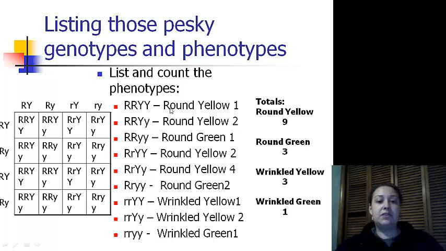Because even though this one means round and yellow, the next one also means round and yellow. And so does this one right here, round and yellow. And so does this one, round and yellow. So all in total, round and yellow, I have 9. And round and green, I have 3. Wrinkled and yellow, I have 3. And wrinkled and green, 1.